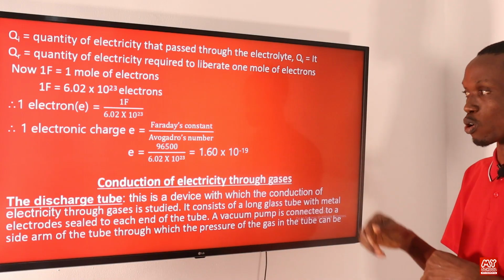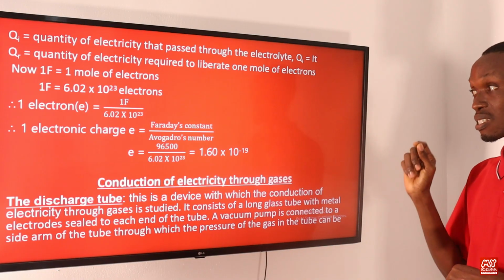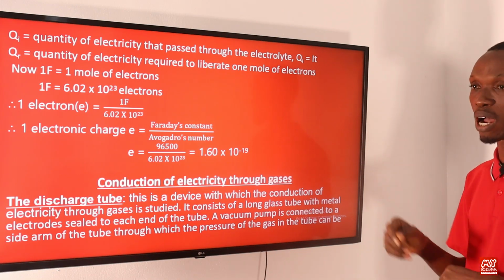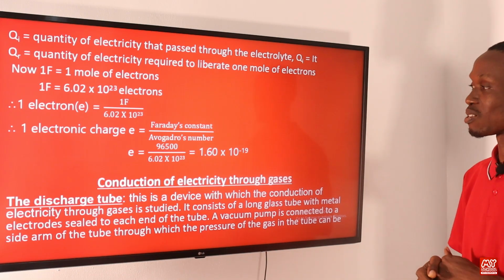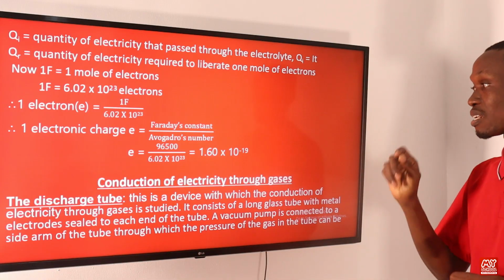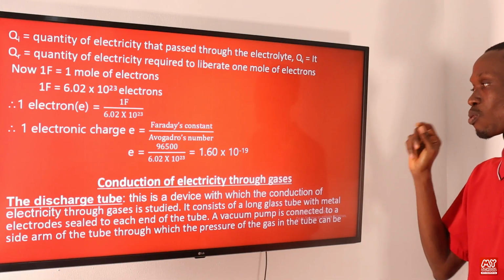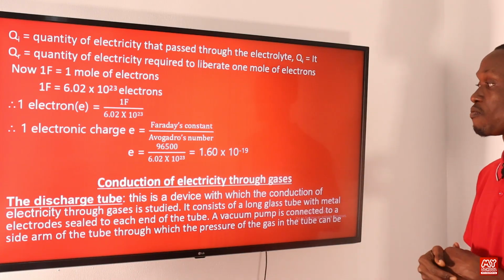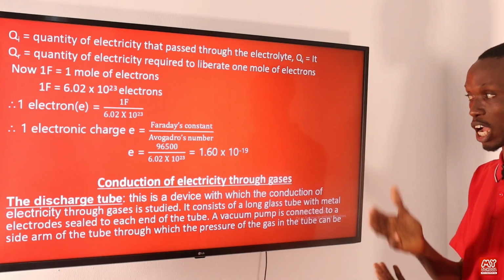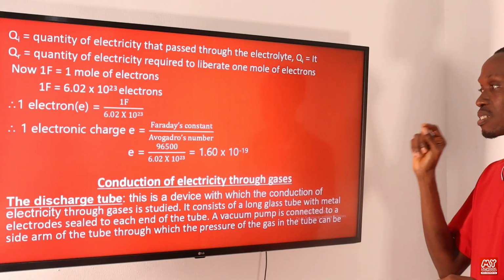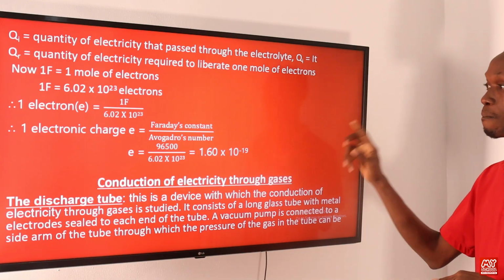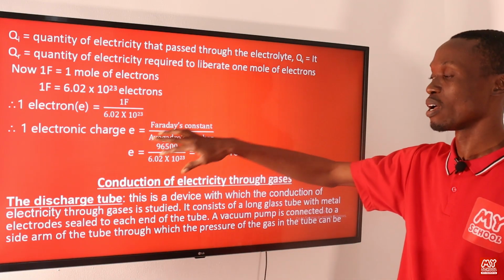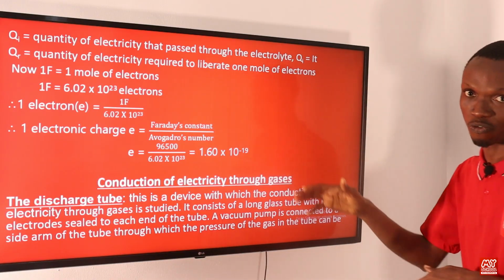That is, e is equal to 96,500 divided by 6.02 times 10 raised to power 23, and that is equal to 1.60 times 10 raised to power minus 19. And that is why the value of 1 electronic charge is equal to 1.60 times 10 raised to power minus 19. So this is where this value is gotten from.